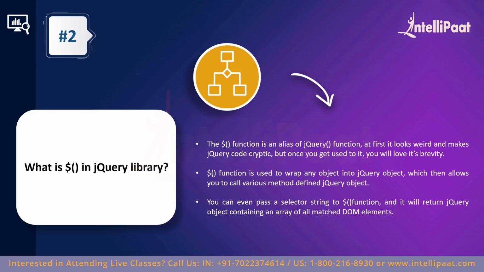If you have the requirement to pass a selector string to the dollar function, what it will basically do for you in return is give you the jQuery object, which contains the array of all the matched DOM elements that are present. So when you're thinking about its functionality, its usage, its ease of use, and what it does for you in general, it's a pretty popular function. It does a lot of things with a lot less code as well, and in that case, the dollar function is definitely very helpful, and the reason for its popularity is the same.